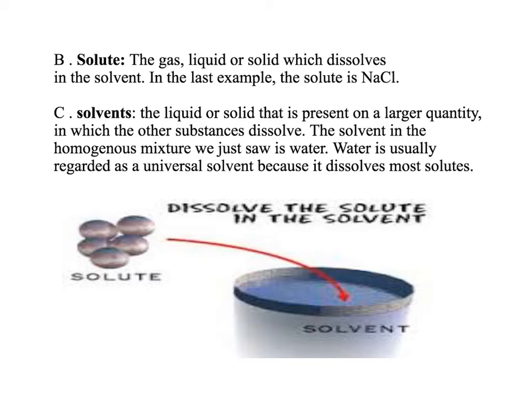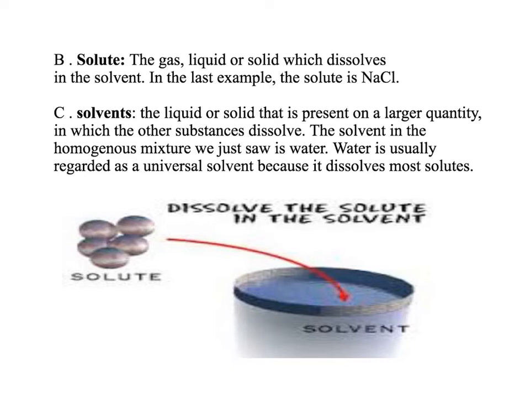We have the solute. It is the gas, liquid or solid which dissolves in the solvent. From the last example, the solute is sodium chloride. Then the solvent is the liquid or solid that is present in a larger quantity in which the other substances dissolve. So the solvent in the homogeneous mixture we just saw is water.